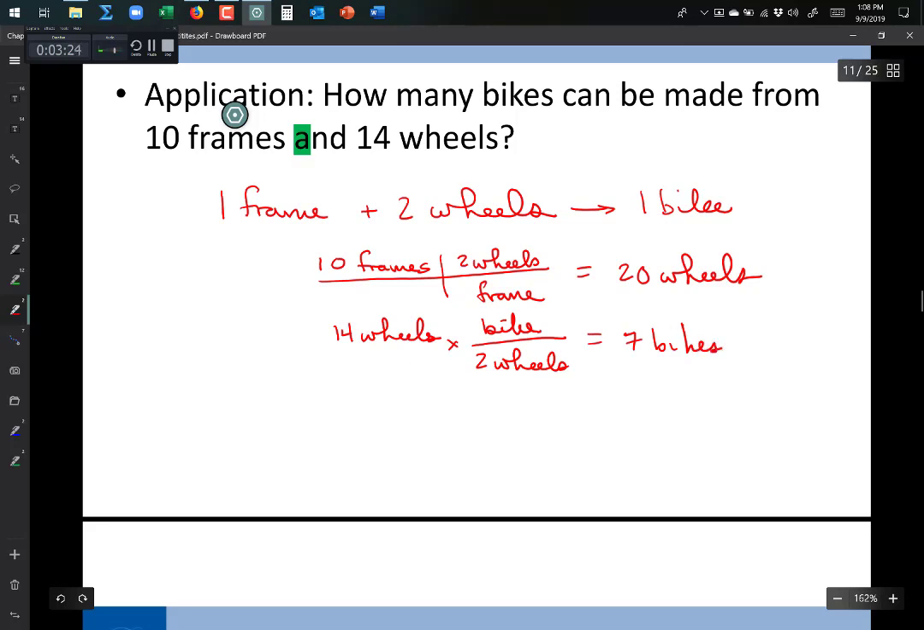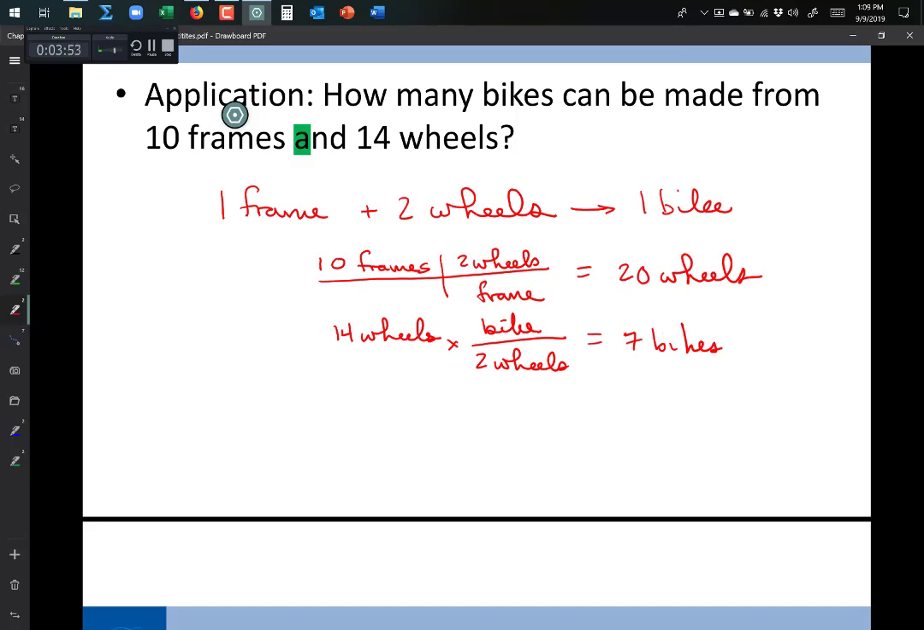There are all kinds of calculations you can do, and I want you to understand it doesn't have to be for frames to bikes. You can just look at the ratios of wheels and frames. It's all from this balanced equation. You intuitively understood that if I have one frame, I could make one bike. So I could have made 10 bikes from 10 frames, but I could only make 7 bikes from 14 wheels. You kind of understood that, right?